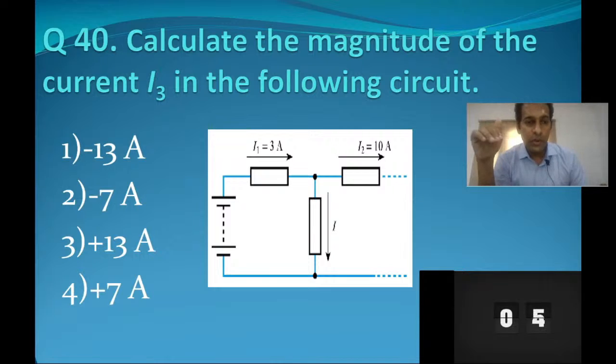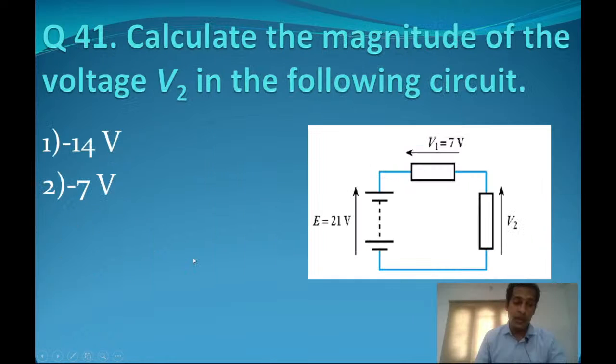So once we know the resistance, we can calculate the equivalent current for these two. Now we have to calculate the voltage V2. What should V2 be? We know the supply voltage is 21. V1 is 7. What should be the value of V2?